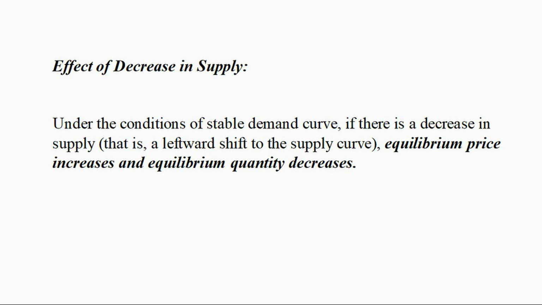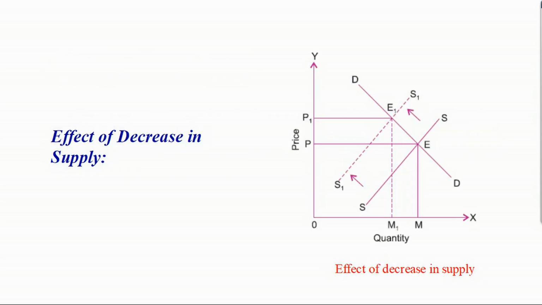Effects of decrease in supply. When there is a decrease in supply, the supply curve, which is the positively sloped curve, will shift towards the left. Demand curve, the downward slope demand curve, will remain constant. And then the new equilibrium point, E1, shows us clearly there is an increase in equilibrium price and a decrease in equilibrium quantity. Let us interpret that into the real-life market situation.